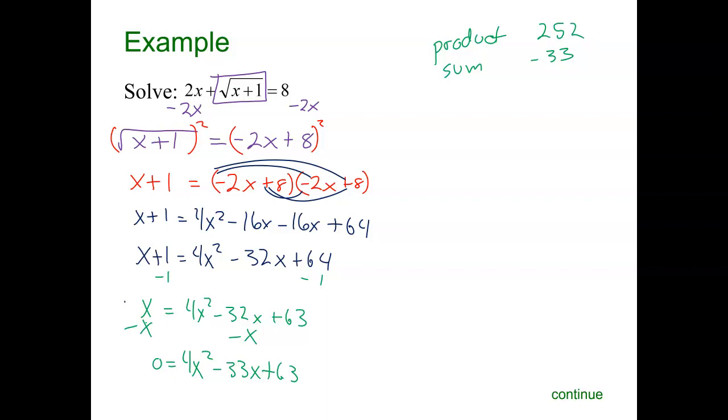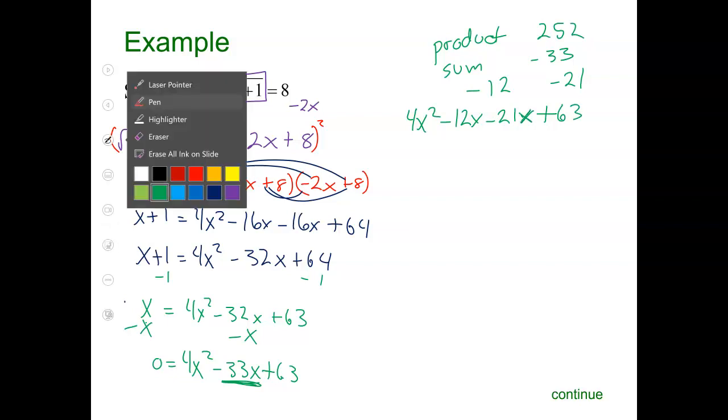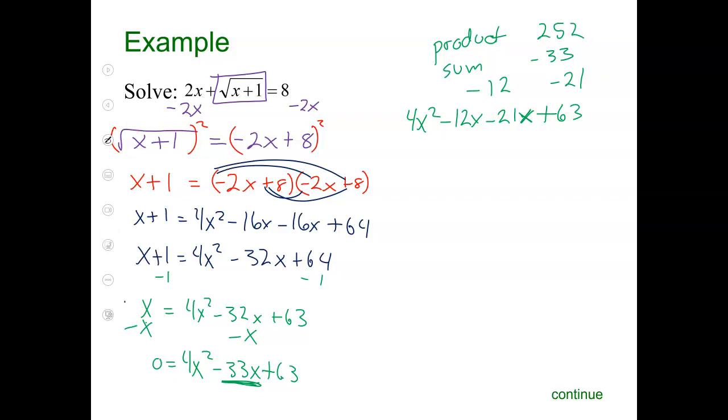Product of 252. Negative 12 times negative 21 equals 252, and negative 12 plus negative 21 is negative 33. So now I can take my negative 33 and split it into those two things. This is our factor by grouping method. No, that just takes us back to the negative 33. Factor by grouping. So what am I going to do next?